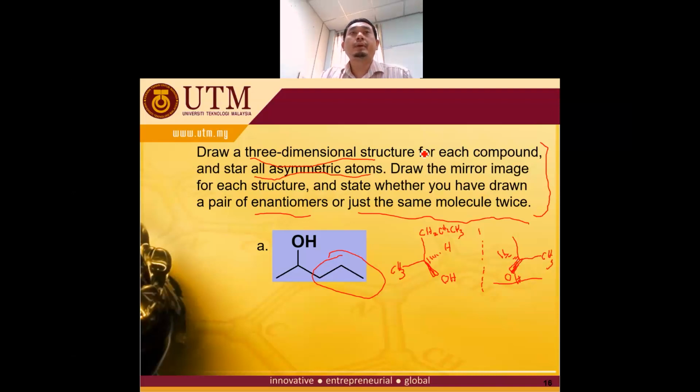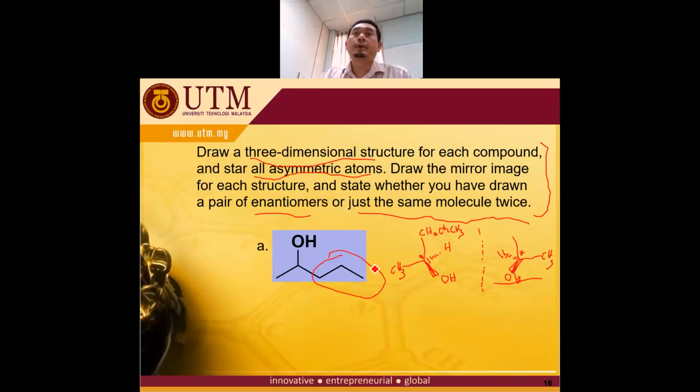Okay, draw, done. And star all the chiral carbons. In this case, there is only one chiral carbon, so you just put the star symbol, and then draw the mirror image. Done. State whether you have drawn a pair of enantiomers or just the same molecule twice.